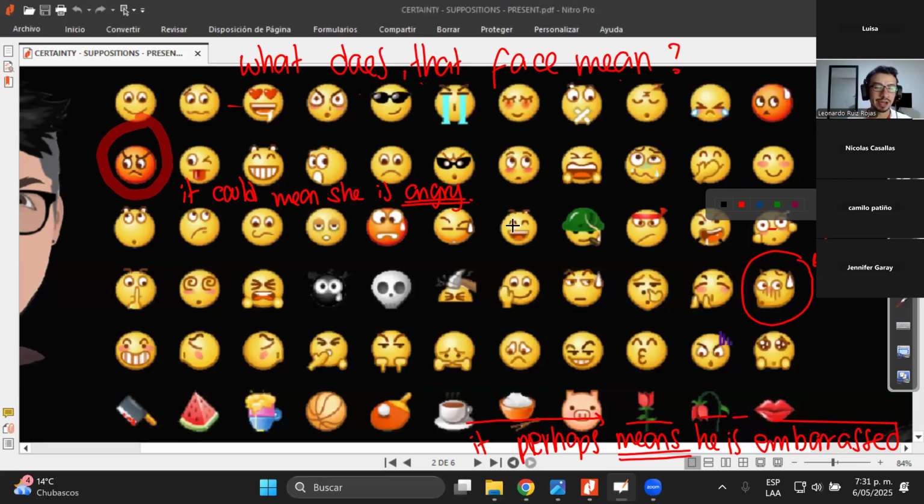Como que no hay casi lugar a duda. Podría usar de pronto must, ¿cierto? Si ya está, como en este caso, estamos muy seguros que significa que la persona está molesta, ¿cierto? Entonces, it must mean that the person is angry. It could be. Listo, very good. Now something more confusing. What about this one? What is the meaning, the possible meaning of that face?